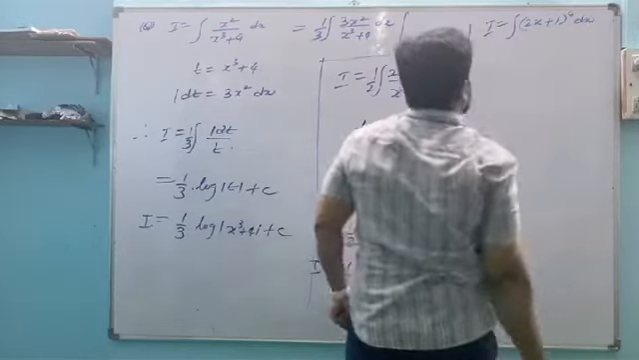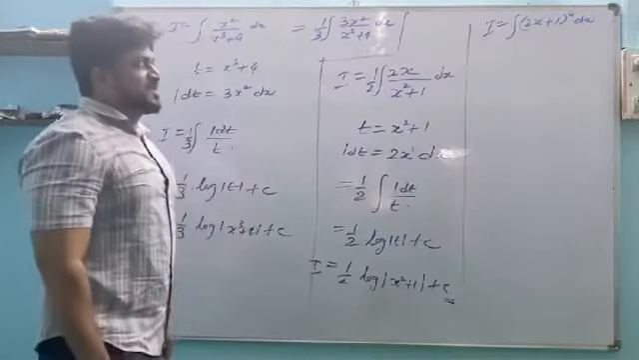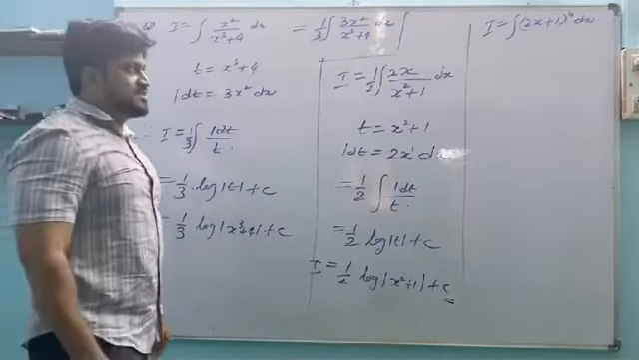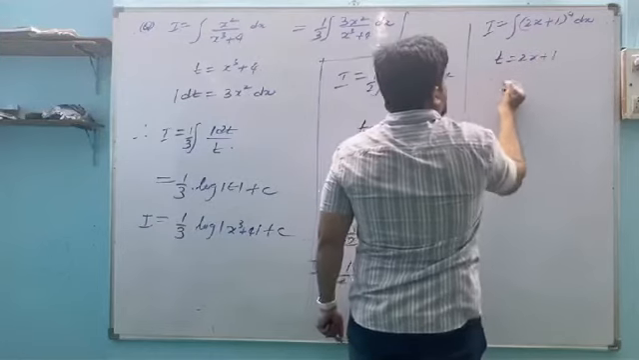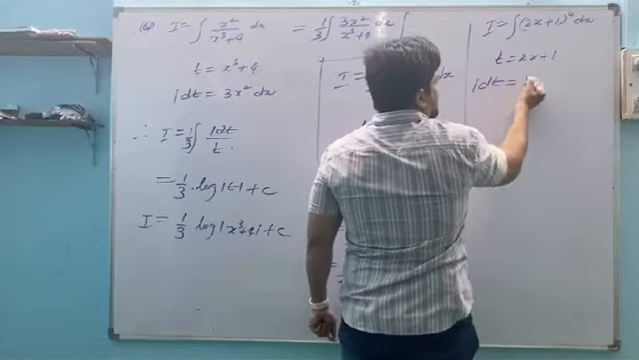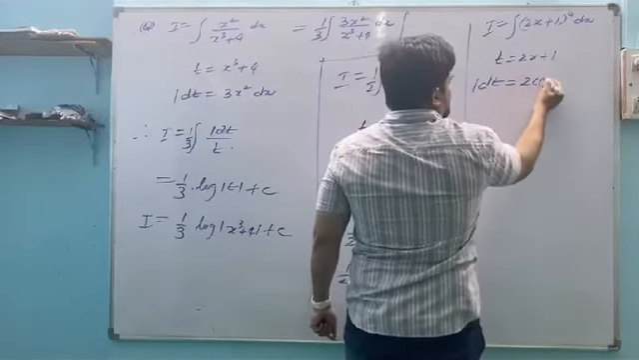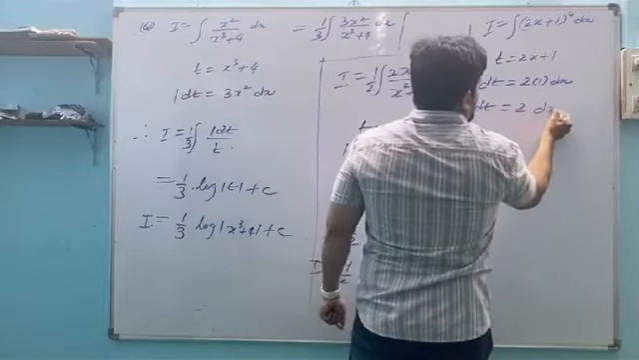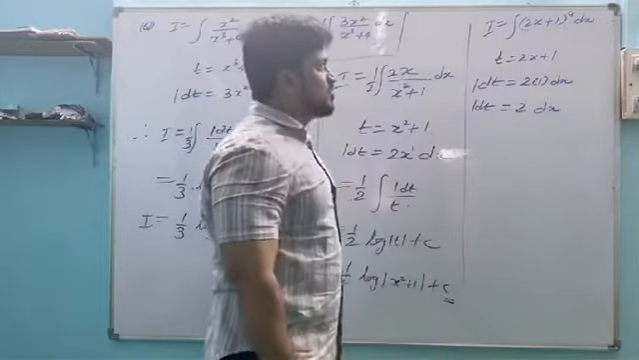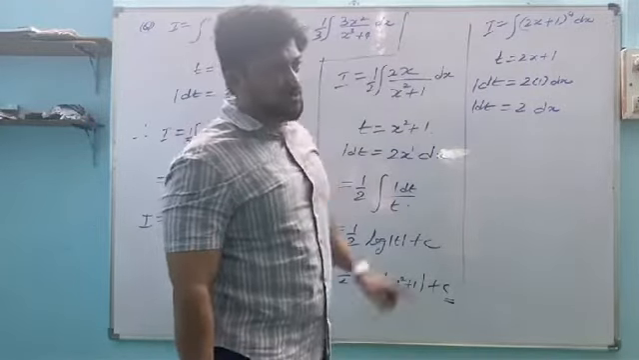Integral of 2x plus 1 power 4 dx. t is equal to 2x plus 1. Derivative of t is dt, 2 into derivative of x is 1 dx. So this is 1 dt is equal to 2 dx. Now check whether we have 2 with dx or not. We don't find any 2 with dx.